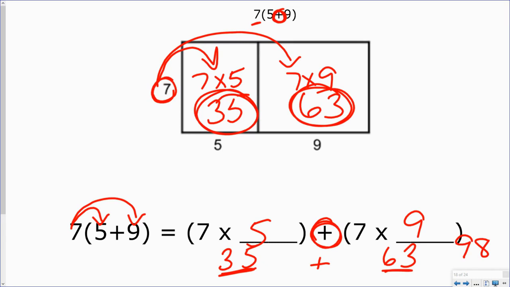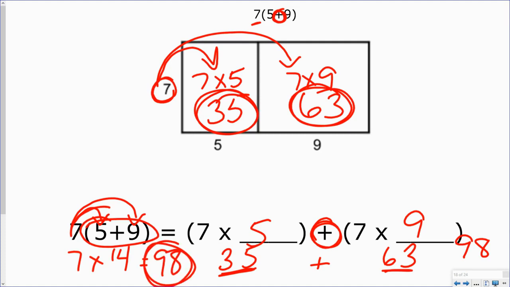And if I look over here, I have 5 plus 9, which gives me 14. And again, distributing, saying that I have 7 groups of everything that's in this parentheses would say 7 times 14. And that also gives me 98. So these two are equivalent expressions.